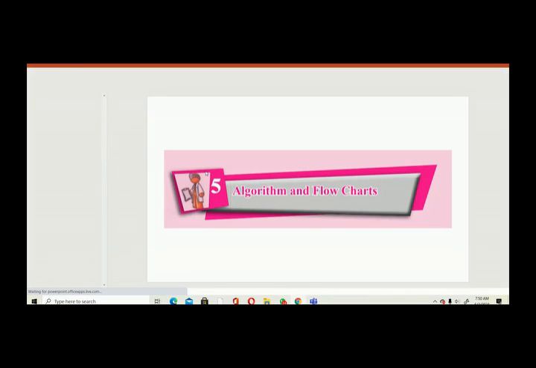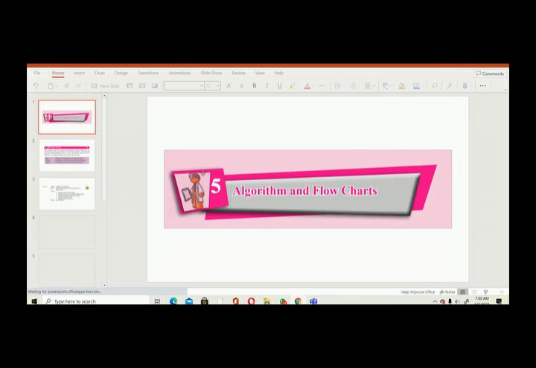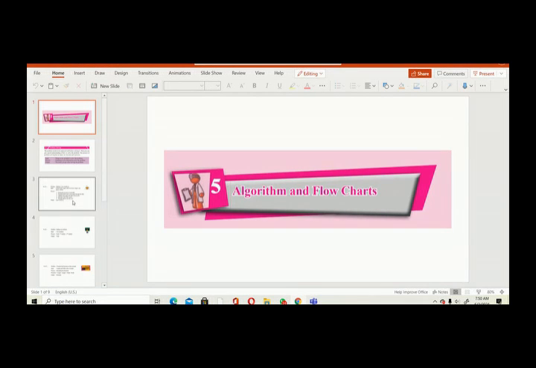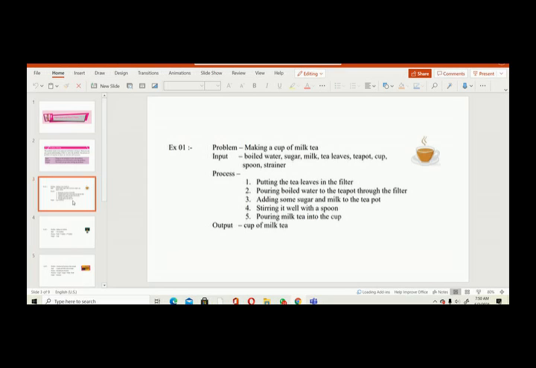That is input, process, and output. So we looked at an example, how to make a tea, right? So your problem is making a cup of tea. So you divided it into 3 parts. Input is the milk, tea leaves, teapot, sugar, those things. Then process, you wrote the process, how you made the cup of tea. Then output is the cup of milk tea.